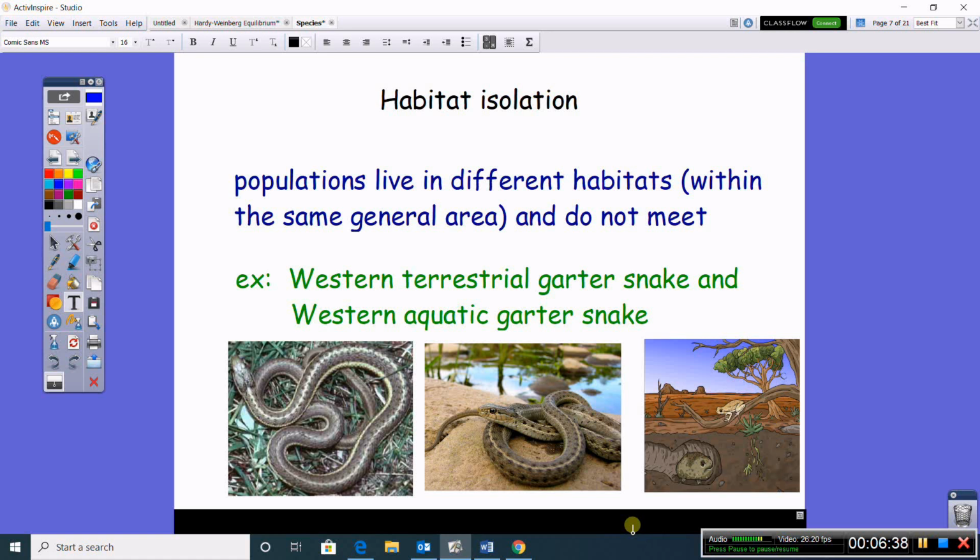People always ask me, well, what if they did? Well, they could. But we're talking about mechanisms that nature has put into place to keep these two species separate and distinct. On the right-hand side, you see two different species of frogs. One is primarily dwelling underground in burrows, and one is dwelling above ground. So again, that would be habitat isolation because they are occupying different habitats even though they're in the same general area.